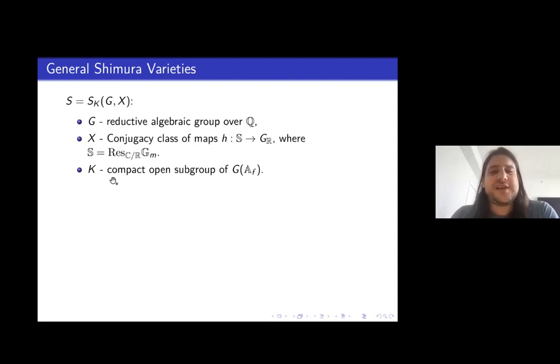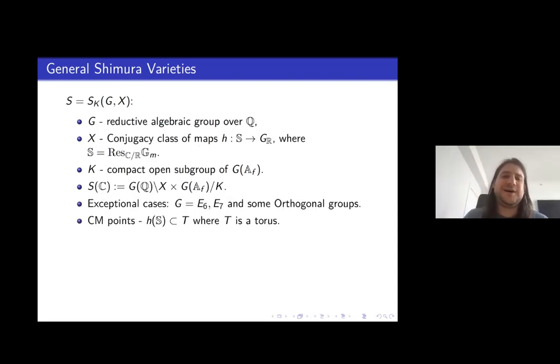And then you fix this kind of annoying piece of data, a compact open subgroup K of the adelic points of G. This is really to keep track of which lattice you're quotienting out by. So you can write the actual complex points of your Shimura variety in this fancy adelic way. You take X, you cross by the adelic points of G, you quotient by K on the right and by G(Q), the Q points, on the left. It's some fancy thing. You don't have to do this. It's just nicer to do this.